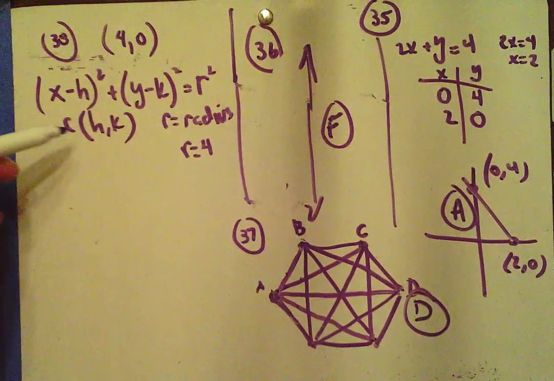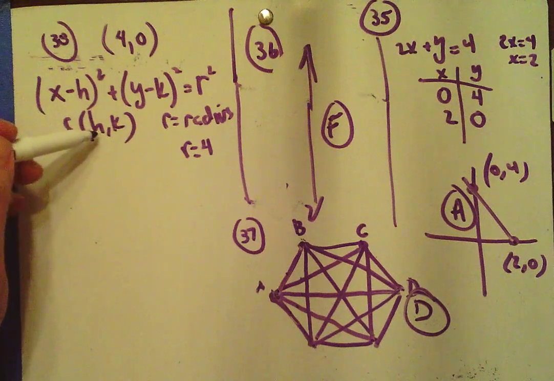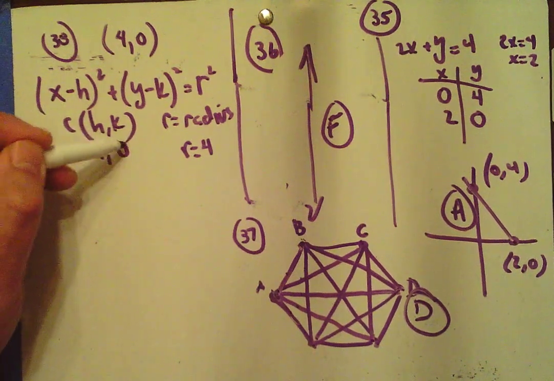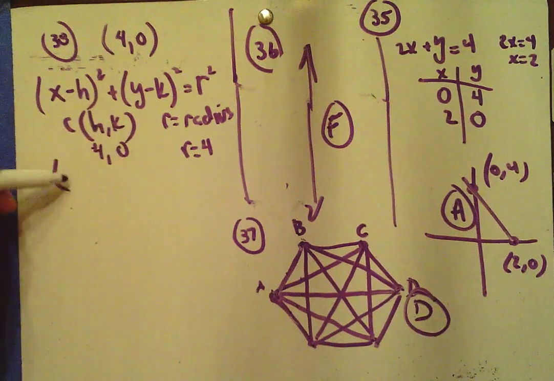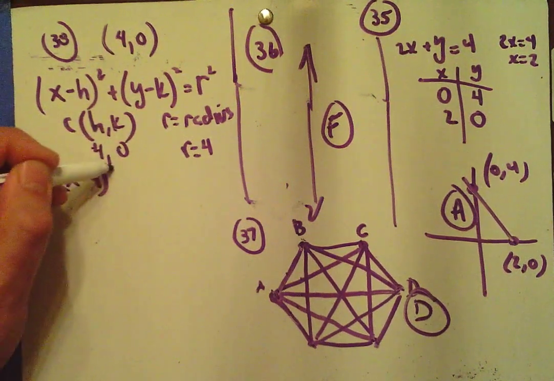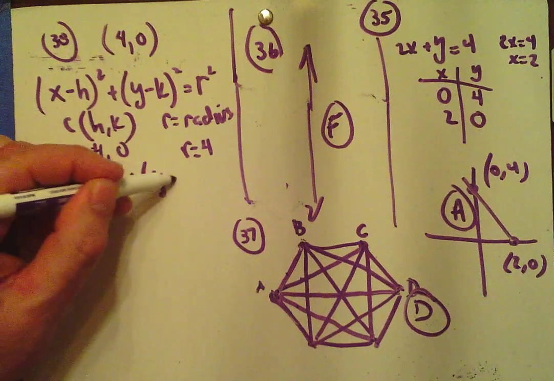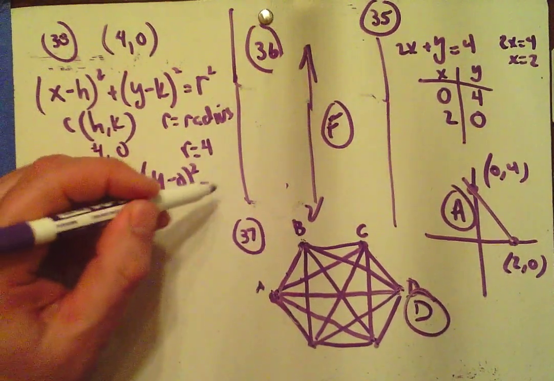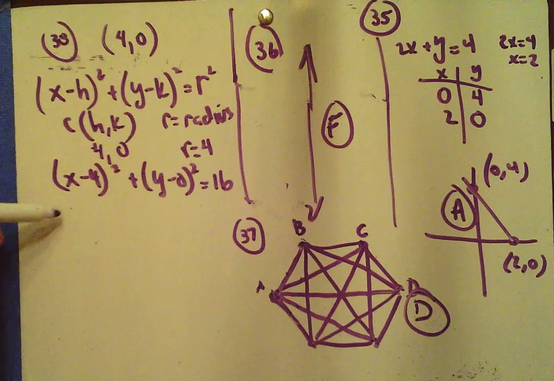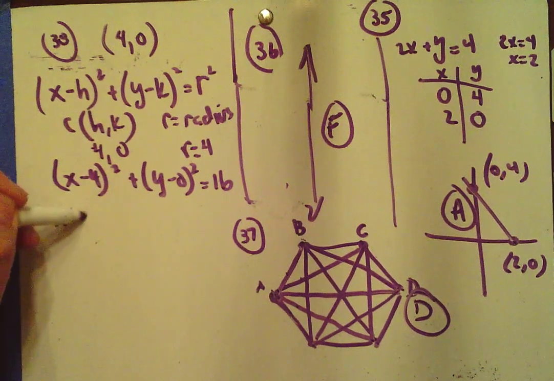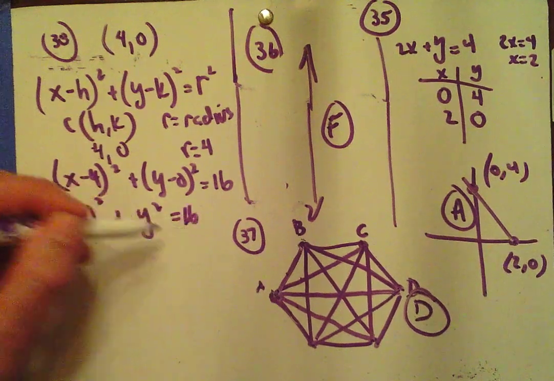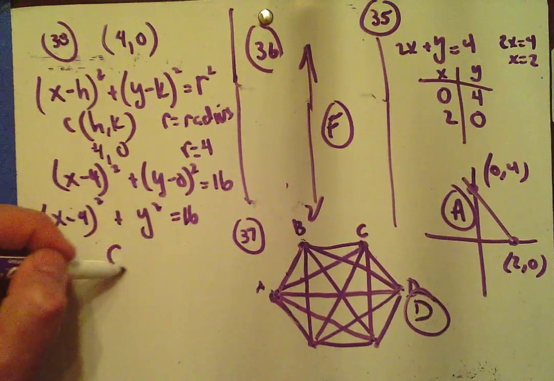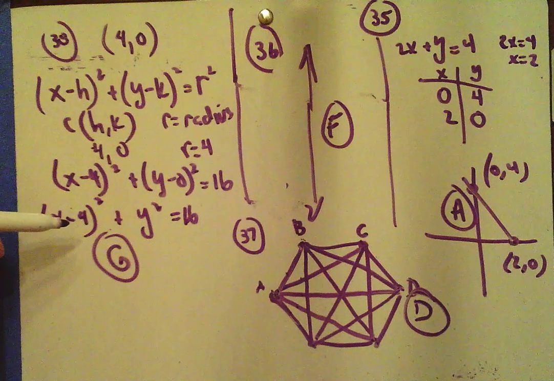And the center we said was at 4, 0. So I'm putting in a 4 for h and a 0 for k. That's going to be (x minus 4) squared plus (y minus 0) squared equals 16, or (x minus 4) squared plus y squared equals 16. And that corresponds with choice G. Choice G for number 38.